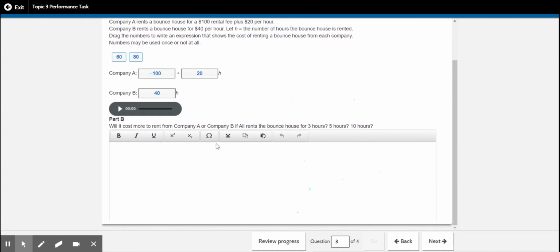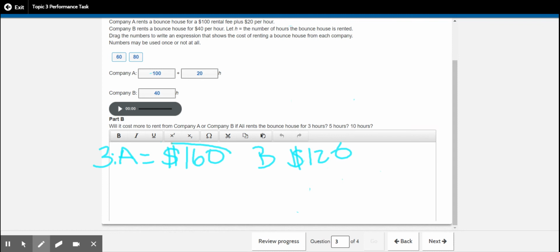So now when we look here, it says, will it cost more to rent from company A or B if she rents it for 3, 5, or 10 hours? So if we look for 3 hours, company A is going to be 20 times 3, which is 60, plus 100, so it's 160. And company B is just 40 times 3, which is 120. So my question says, will it cost more? So it costs more for A for 3 hours.